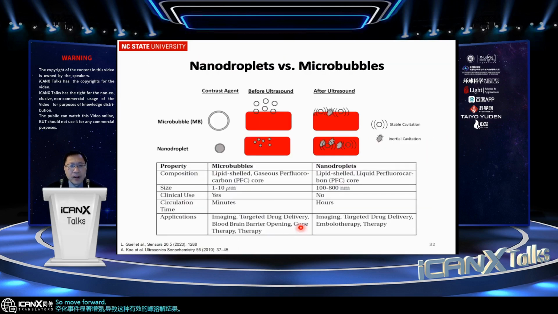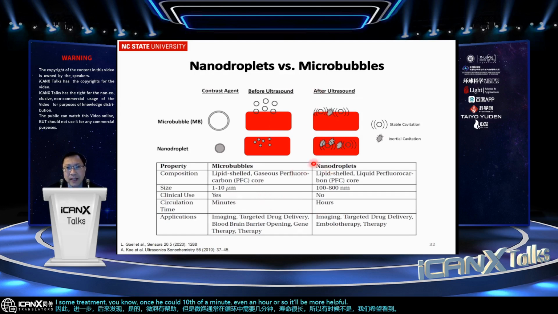So moving further, later on we found microbubbles help, but microbubbles in the circulation usually last minutes, not a long lifetime. So sometimes that's not what we want to see. We want to see some treatment that could last tens of minutes, could even be an hour or so, and that'd be more helpful. And then we came up with a nanodroplet idea.